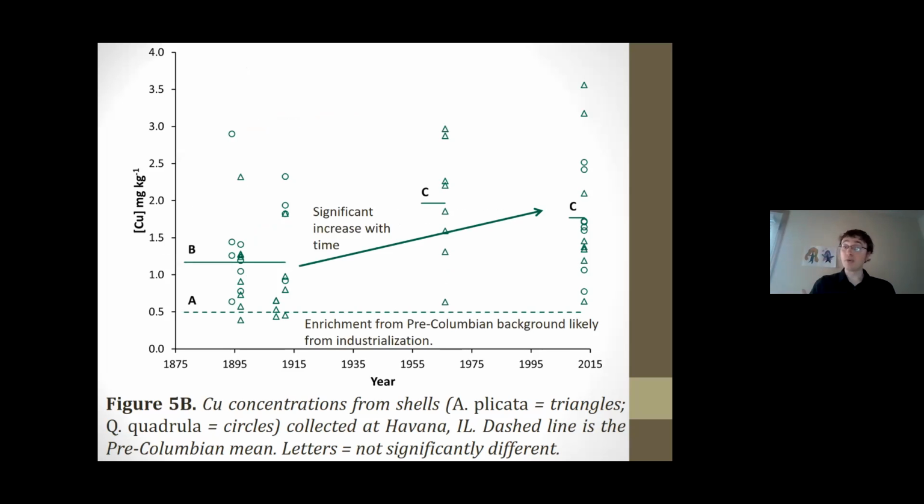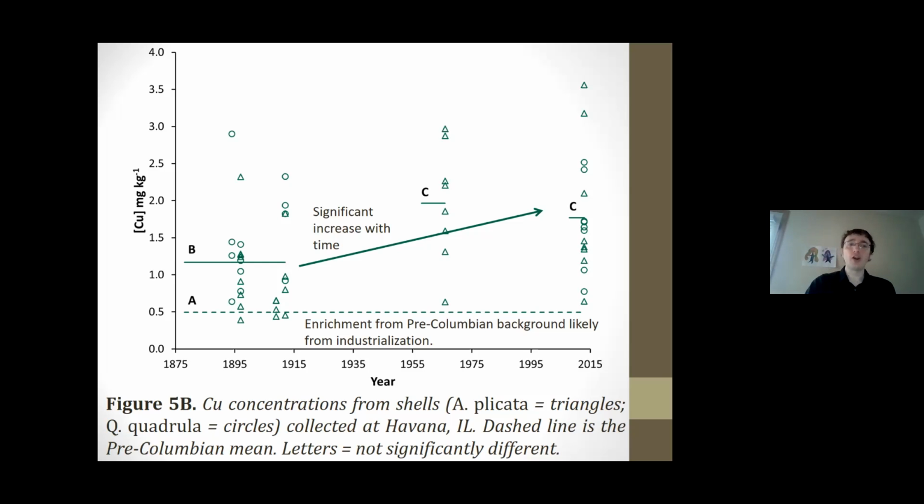Taking a look at copper, which again was higher than our pre-Columbian background, it also increased in our samples over the course of the 20th century. And the simplest explanation is that, well, we were polluting some more, right? So if you add copper into the system, it's going to show up at higher concentrations in the shells. And there's no evidence for diagenetic changes in copper in shells, although that is, again, something that has not been super thoroughly studied in the literature.